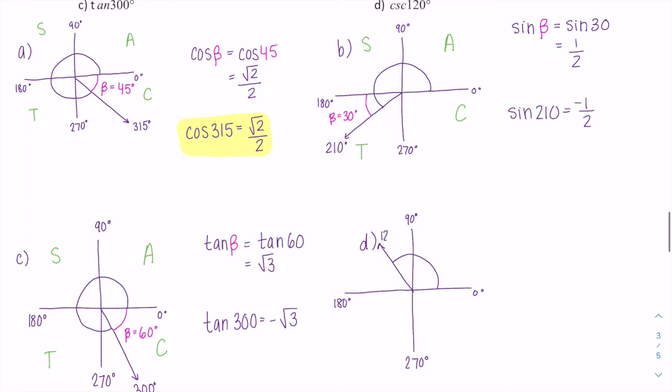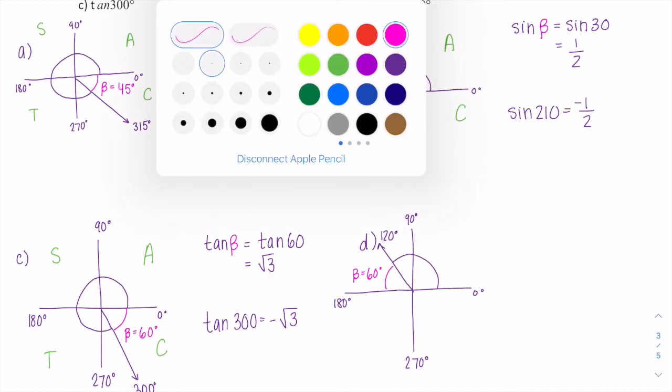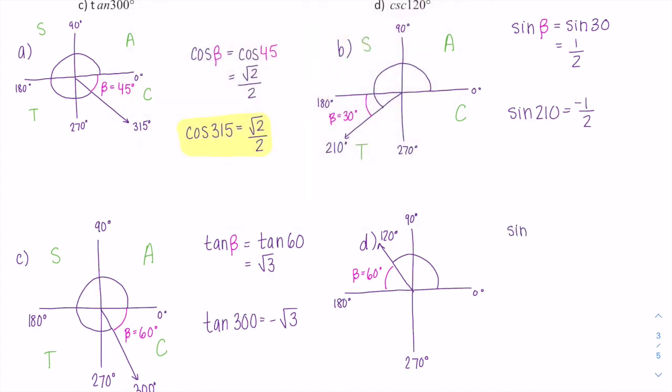So let's start by finding sine of 120. So we have 120 here. Now we need to find our related acute angle, which is always measured from the x-axis. So the difference between 180 and 120 is 60 degrees in here, like that. So let's start by finding sine of our related acute angle. So that will be sine of 60, and sine of 60 is going to be √3/2.